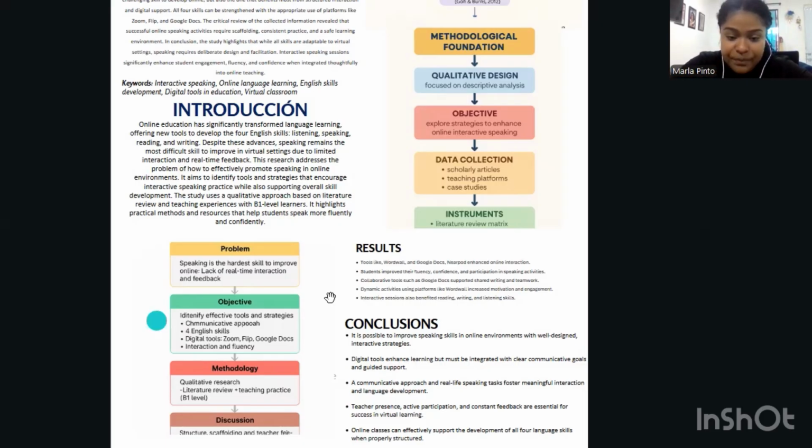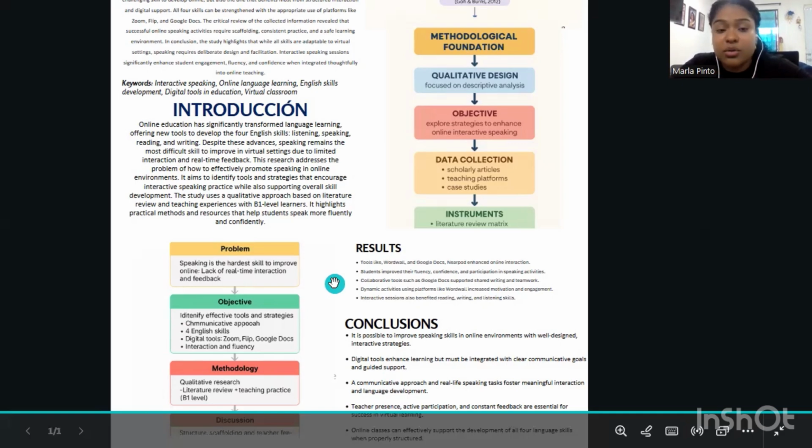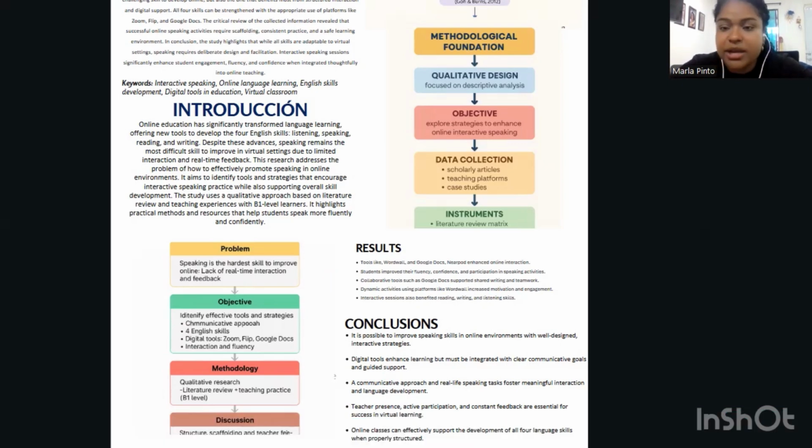Okay, taking into account that we are focused on expanding and developing speaking in this context, we are going to share the results that we could achieve in this. Number one, tools like Wordwall, Google Docs, and Nearpod enhance online interaction.